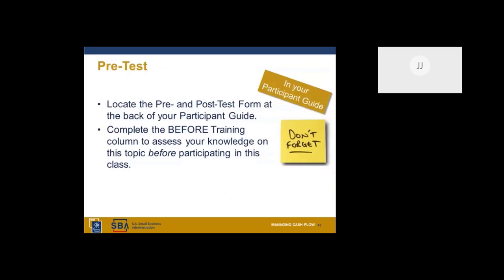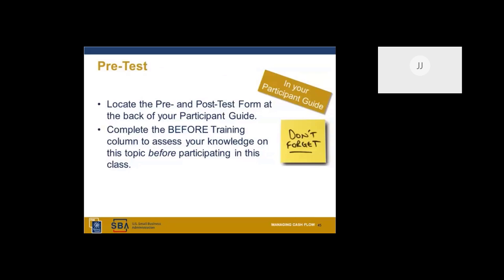So it just talks about the pre-test, and it's going to ask participants to locate the pre- and post-test form in the back of their participant guide. You can turn to page 44, or scroll, I guess, because you probably have it electronic, to page 44 of your participant guide for this Train the Trainer session to be able to see the pre- and post-test form.